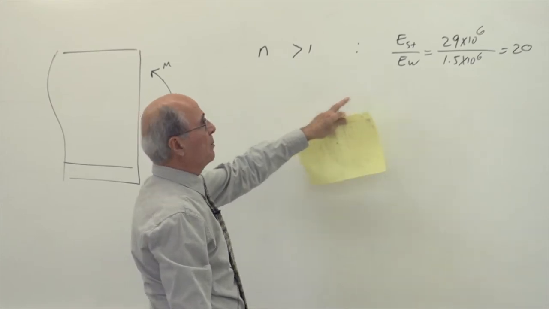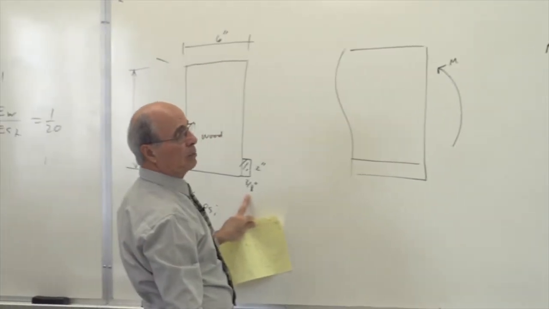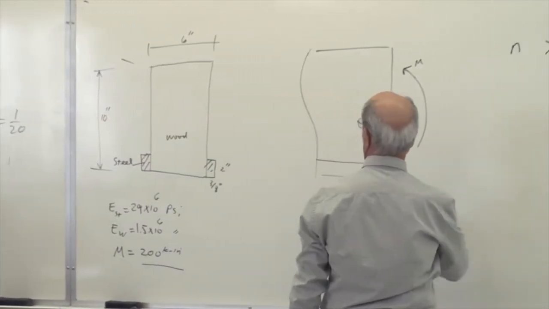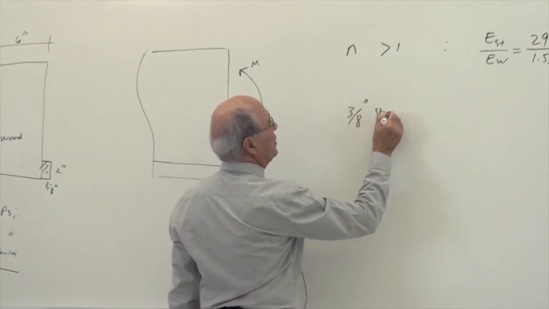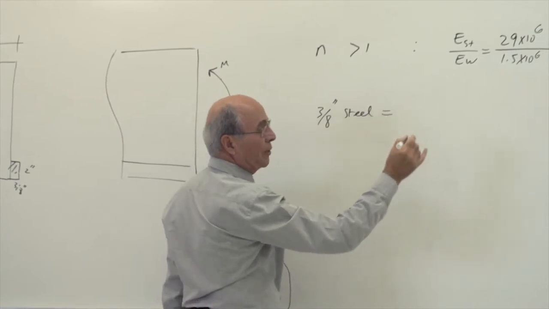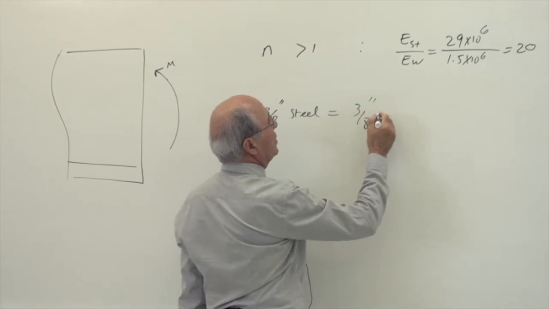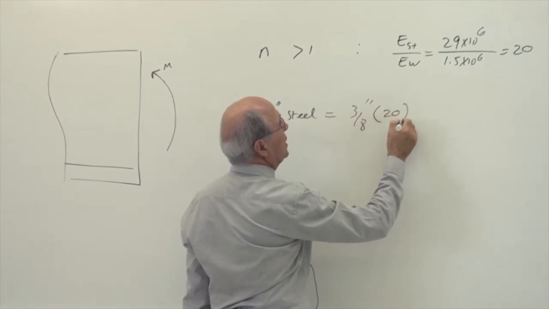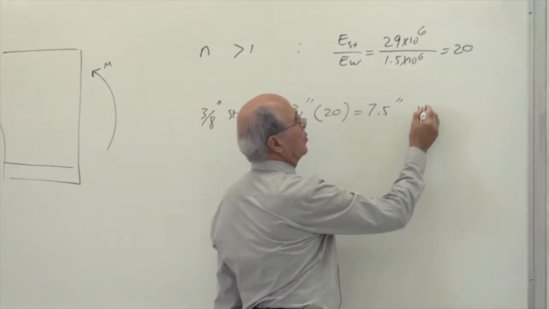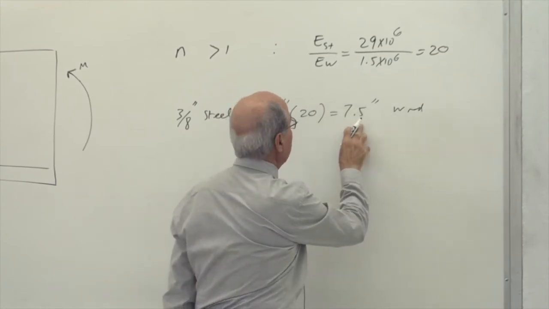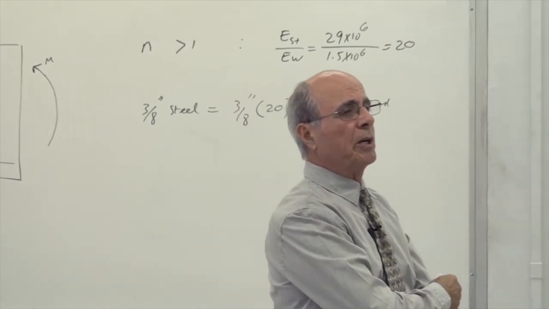Everybody understand that? Why? Because this 20 is larger than 1, so I have to multiply this steel by that ratio. So how much wood would replace this much steel? I have 3/8 of an inch of steel, which becomes equivalent to, that's equivalent, not exactly equal, 3/8 of an inch multiplied by 20. So it becomes equal to 7.5 inch of wood. So in other words, 7.5 inch of wood is equivalent to 3/8 of steel, because the ratio was 20 to 1. Is that correct or not?